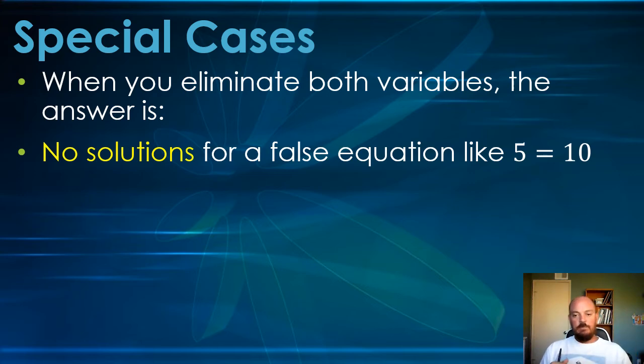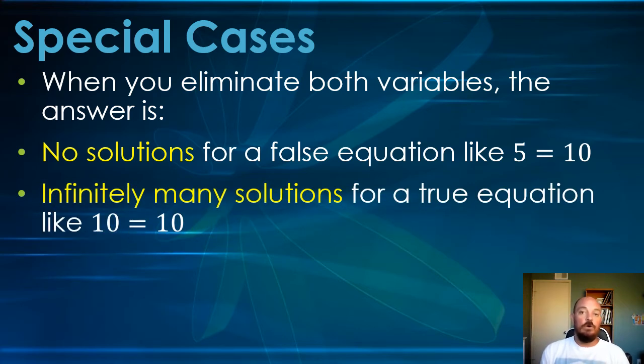So if you're going to eliminate either the x or the y, and you notice that the x's and y's all cancel out, if what's left over is a false equation, like 5 equals 10, or -7 equals 12, or anything that actually is not equal, then that means there's no solutions. And this is the algebraic version of when you had parallel lines that never cross, and we called that no solutions also.